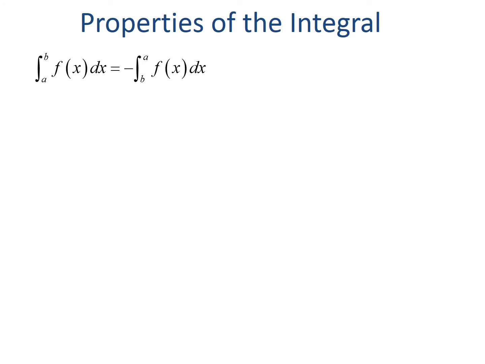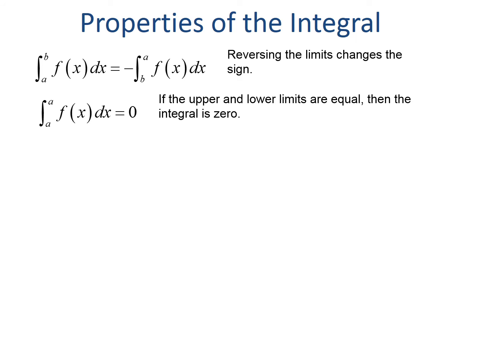Here are some properties of integrals that you really want to know, and you're going to see this on the AP exam. Notice the difference between those two is that I flipped the limits. So reversing the limits changes the sign. If I integrate from a to a, then the net area under that curve is 0. Think about it. I'm integrating from a point to the same point, so there's no area under the curve, so that would be 0.